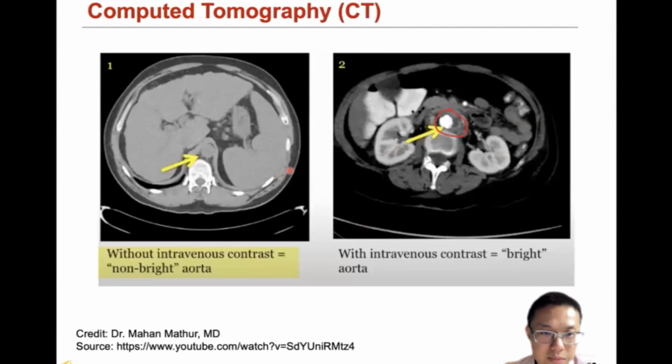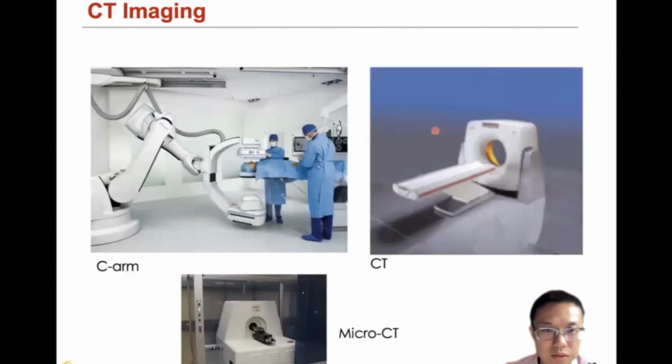So this is an example of a CT image. On the left, this is the abdomen image without taking the intravenous contrast. If we look at this aorta, the main artery of the heart, it will show a non-bright region. If we take the IV contrast, the aorta will show very bright white on this image. Okay, so that shows how important this can be, the IV contrast agent.